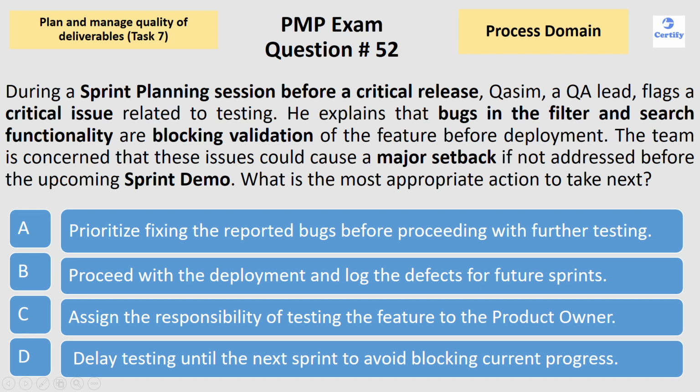During a sprint planning session before a critical release, Qasim, a QA lead, flags a critical issue related to testing. He explains that the bug in the filter and search functionality is blocking validation of features before deployment. The team is concerned that these issues could cause a major setback if not addressed before the upcoming sprint demo. What is the most appropriate action to be taken next?